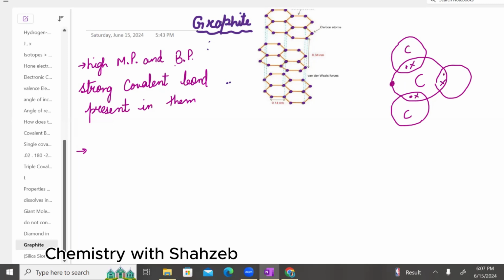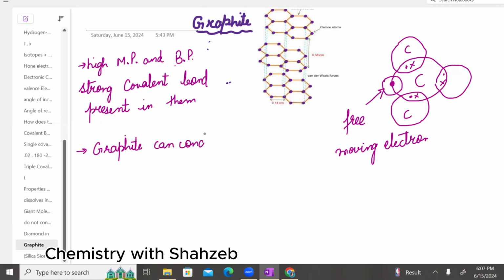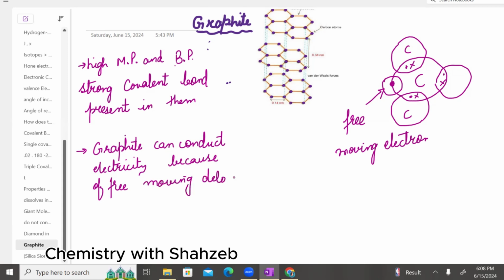While this electron here exists as a free moving electron, and that is why graphite can conduct electricity, because of the free moving, or you can say delocalized, electron.